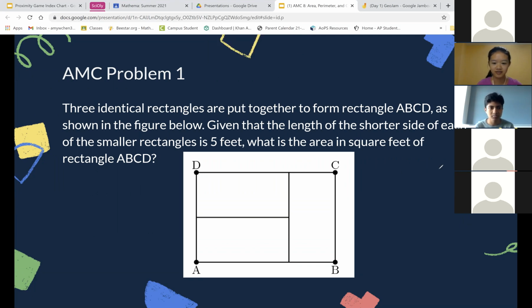Should we include units? You don't have to. Generally, the units will already be included in the answers for Math Counts and AMCs. But if you want to, it's a good habit. Okay.